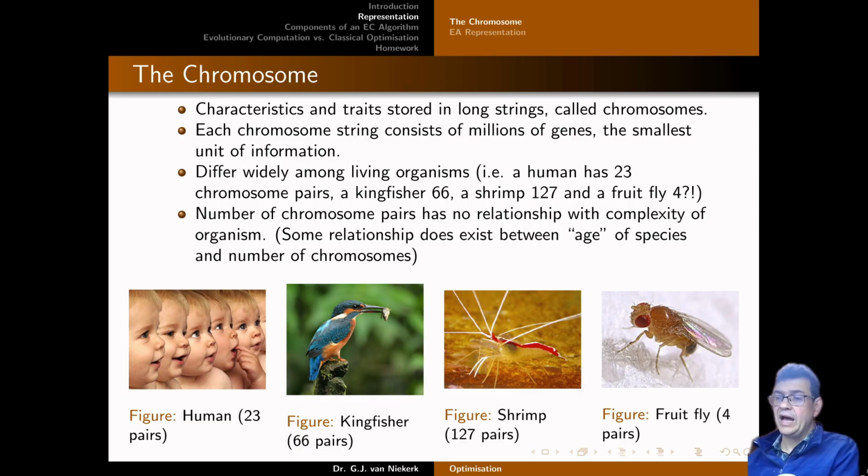And of course, you require a number of these chromosomes, each with specific information about how this organism gets coded. And the number of these chromosomes differs between organisms. For example, a human has 23 chromosome pairs, so 46 in total. A kingfisher 66, shrimp 127, and a fruit fly is 4. So it differs widely amongst living organisms. But the point is that these chromosomes, consisting of genes, explain everything about that organism.